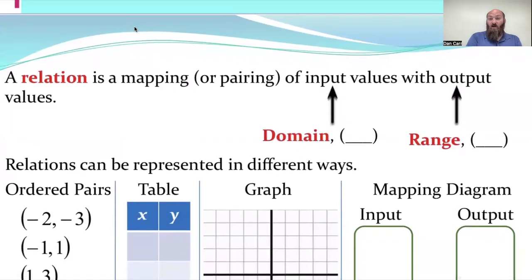So let's start with the idea of what is a relation. A relation is a mapping, which is a pairing of input values with output values. The set of input values is called the domain, which is typically X. It doesn't always have to be, depending on context, but it's usually the X's. Range is all the possible output values, which is again usually Y, but doesn't have to be.